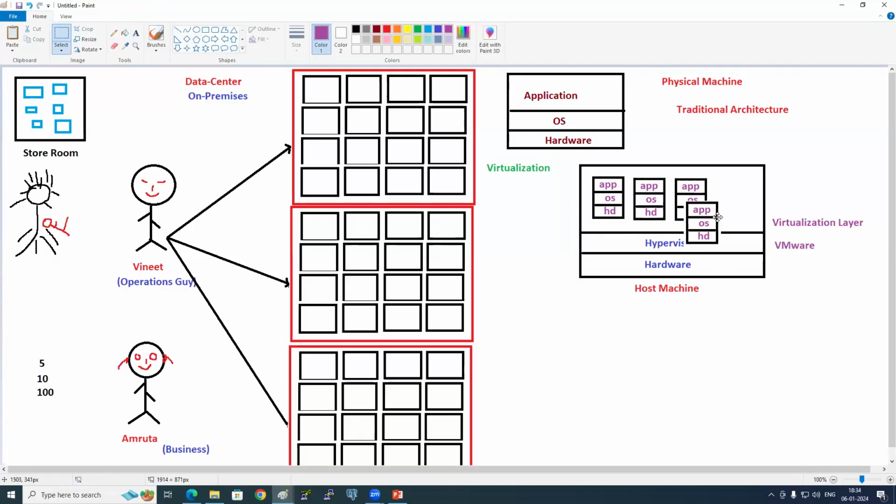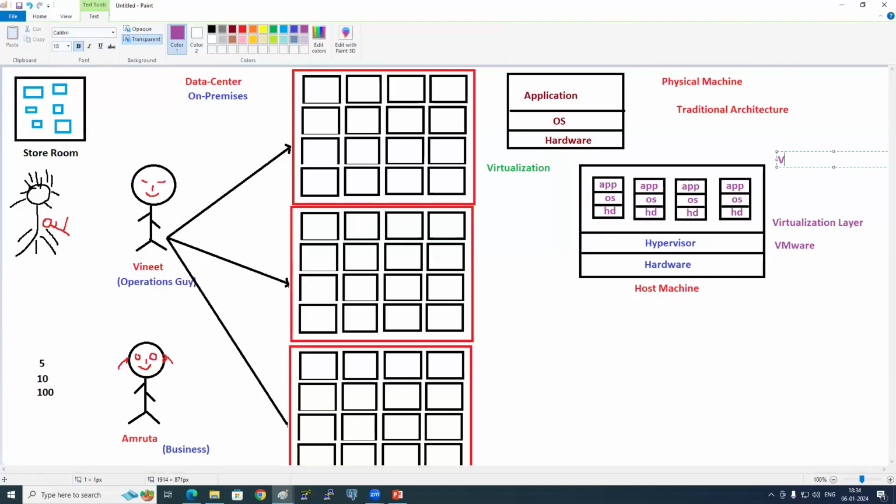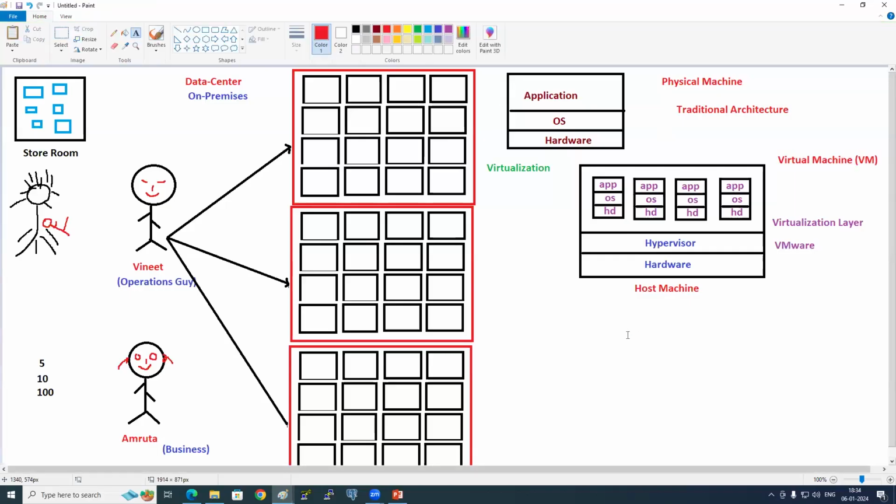What are all these called? Virtual machines, or in short, you call it a VM. Very important: if you take a physical machine and install virtualization software, it can be VMware, or it can be Microsoft Hyper-V. There are so many software options available, so I'm saying virtualization software. Once you install virtualization software, on top of it you can create virtual machines.